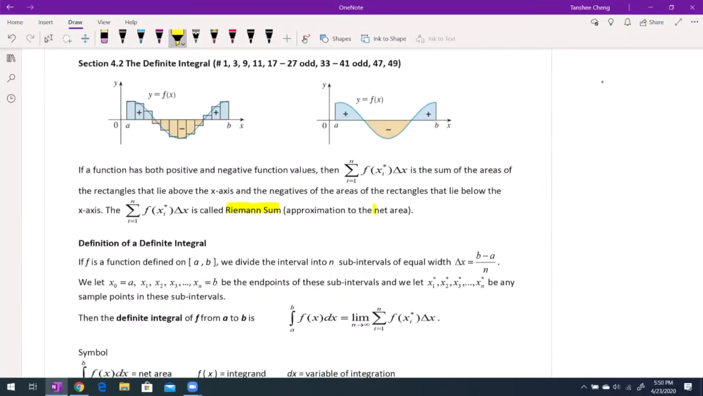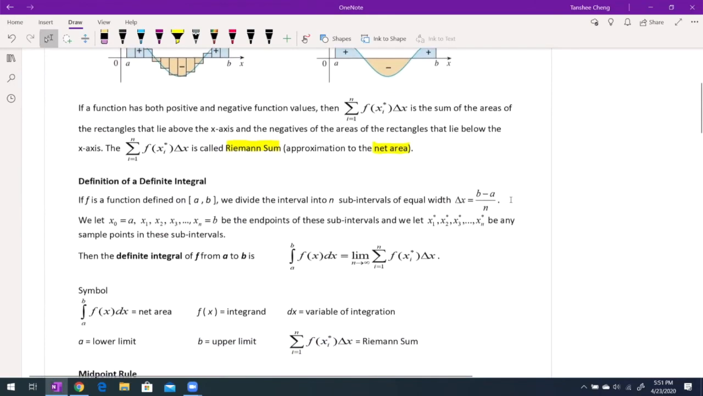The approximation that you got is basically talking about what? The net area. So the net area can be what? A negative value or a positive value, depending on whether the area under the curves is above the x-axis or below the x-axis, which one is bigger. So using that, what we're going to do is define the definite integral.